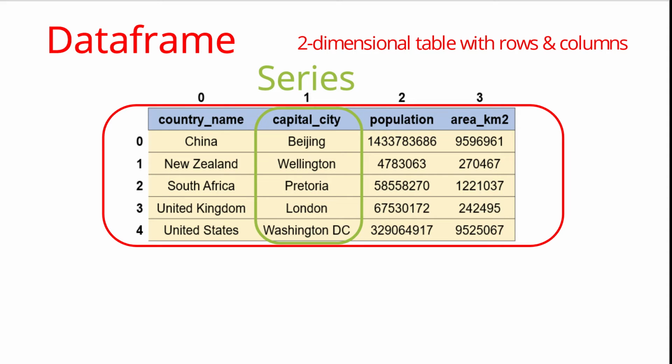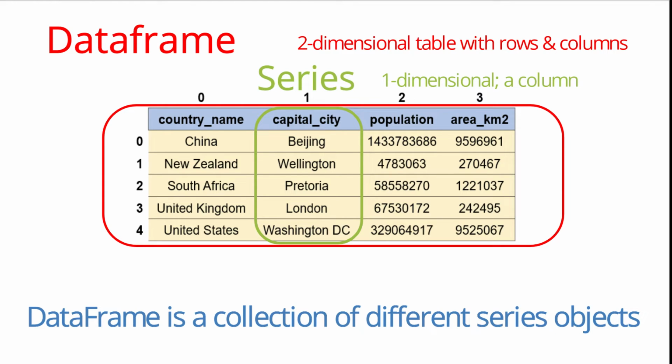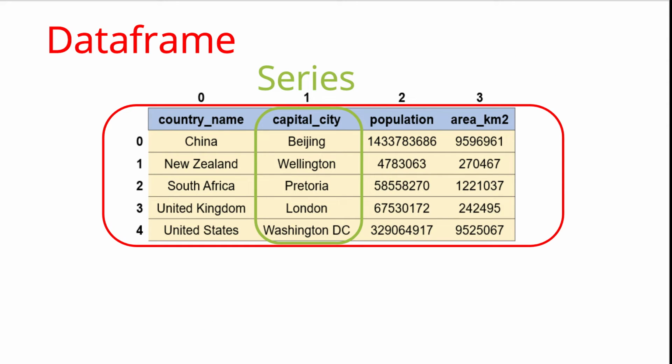Each column in our data frame is called a series object, which is basically a one-dimensional structure that has a descriptive name and a similar data type for all its values. So in this example, the country name is basically a series object with a text data type, while the population is another series object with a numerical data type. So you can think of a data frame as a group or collection of different series objects.